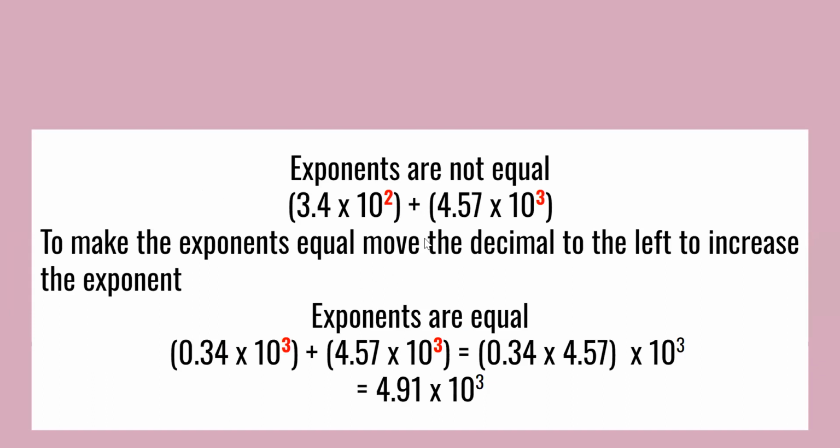Okay? So to make this equal, we move this to the left. When we move it to the left, the exponent will increase. You see that? When we move it, it becomes 0.34. Now the exponent is 3 and is equal. Now we can add. So we add the coefficients first, and then we multiply by 10 to the third power. So that's what that means. When you add or subtract, the exponents must be equal.